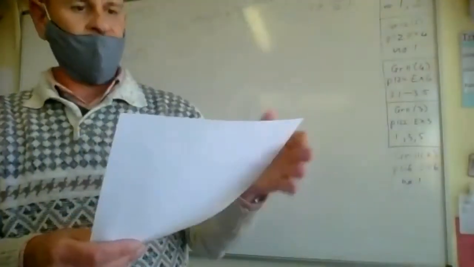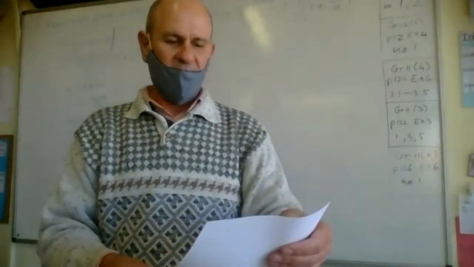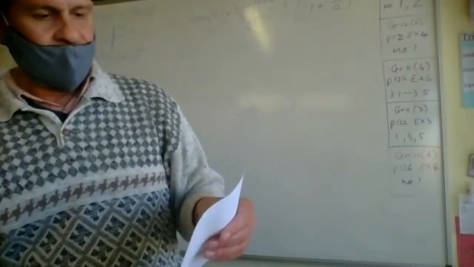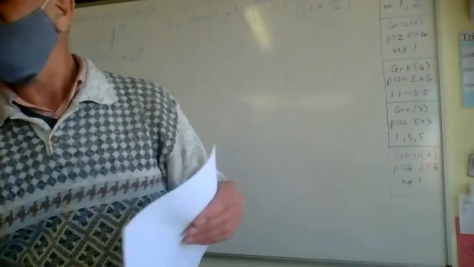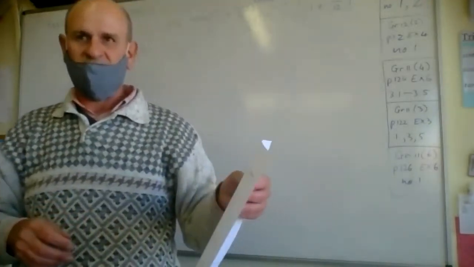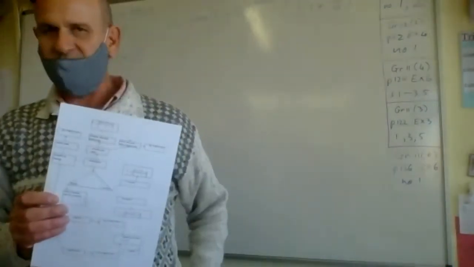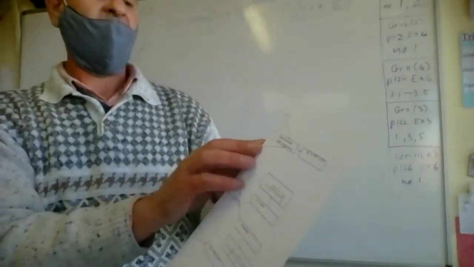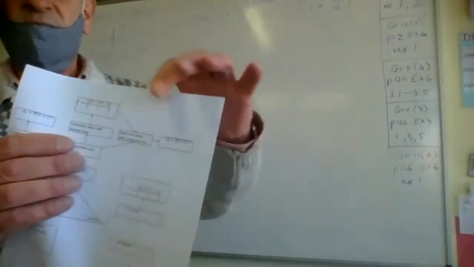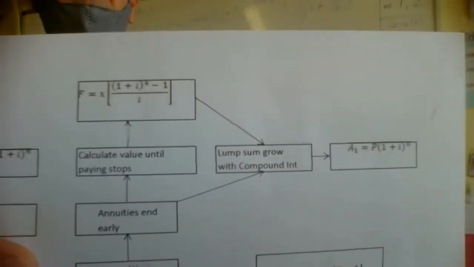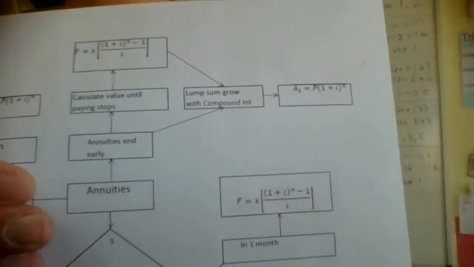The one that we're going to look at is block number 7, annuities end early, as we had here, on the growth and savings sheet. Then number 3: calculate value until paying stops. That's number 3, sorry.